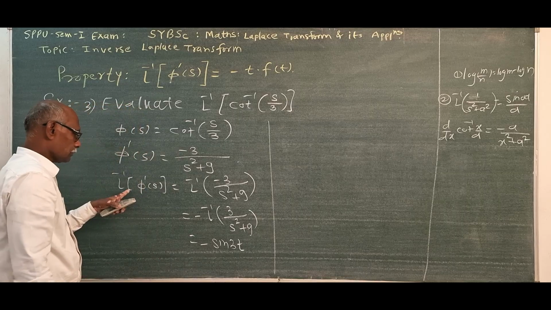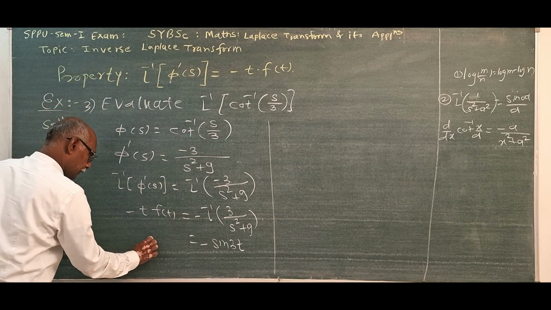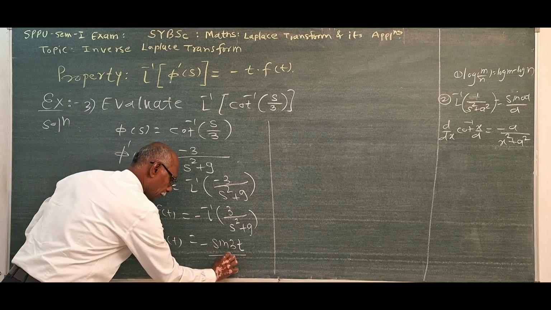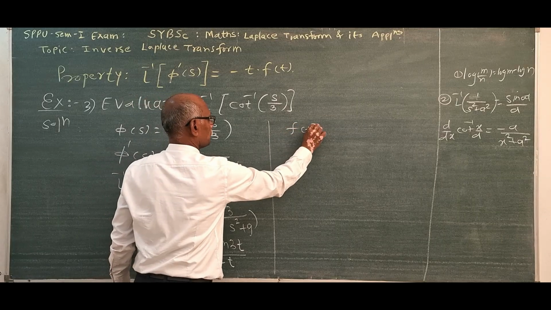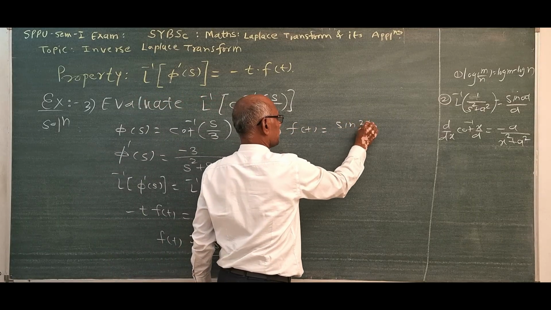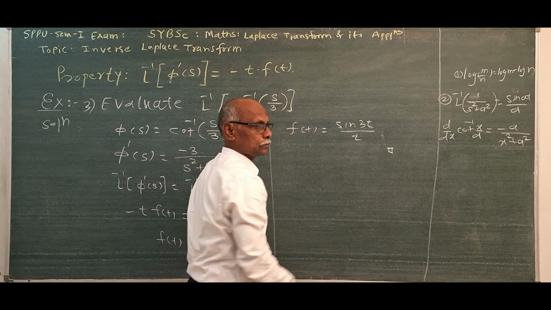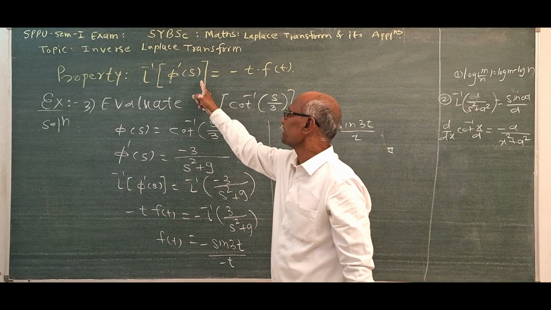But now we replace this value by minus t into f of t at the same time, and here also f of t. Negative sign we can transfer and we divide by minus t, and that answer comes as f of t is equal to sin 3t by t. Full stop. This is the third question. So what is the property? This is the property, L inverse of phi dash.